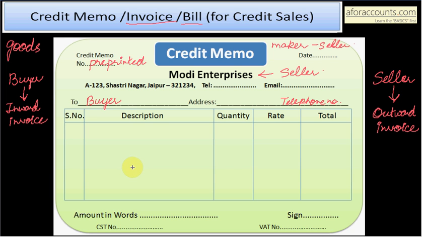And so now you know that the seller calls it outward invoice, the buyer calls it inward invoice, and we verify the credit sales on basis of these documents called credit memo, and we take them as the source documents. So, next source document now.